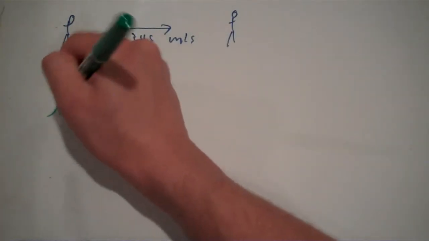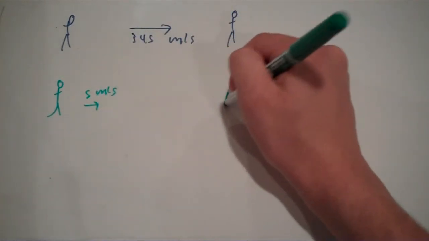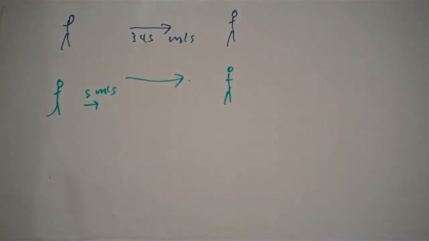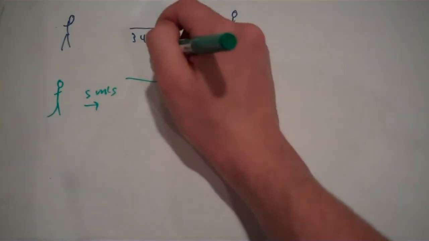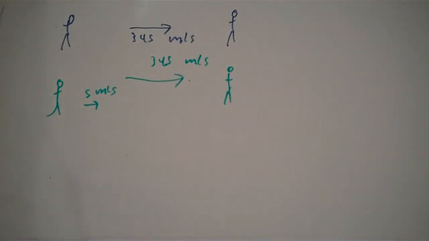Now, let's say you're running towards your friend at 5 meters per second, and your friend is still standing here, and you yell another message to your friend. Now that message would still travel at 345 meters per second. This is because the medium through which sound is traveling, in this case air, does not allow sound to go any faster or slower than the 345 meters per second. So that means that sound is constant relative to the medium through which it travels.